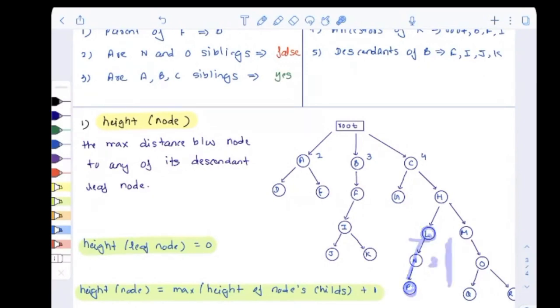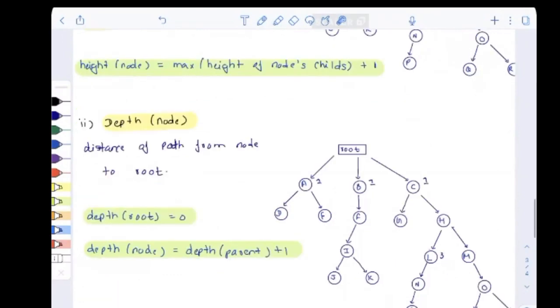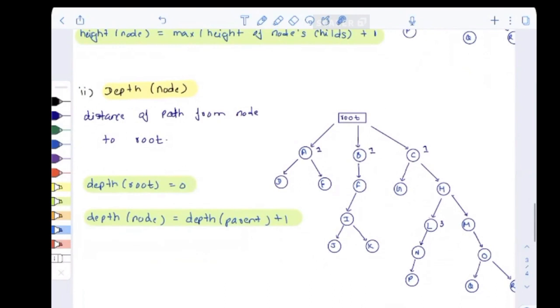Okay, now depth is nothing but getting calculated by keeping root as the reference. Depth is simply the distance of you from the root node. So that's it, right? What is the depth of L? Depth of L is going to be 3 because it is 3 steps away from the root node.